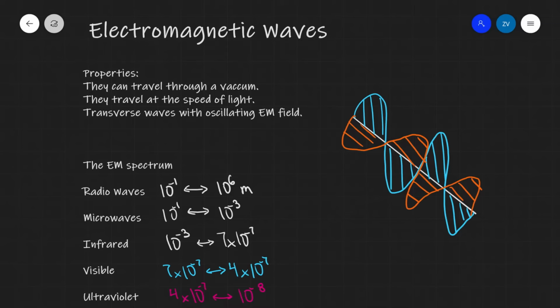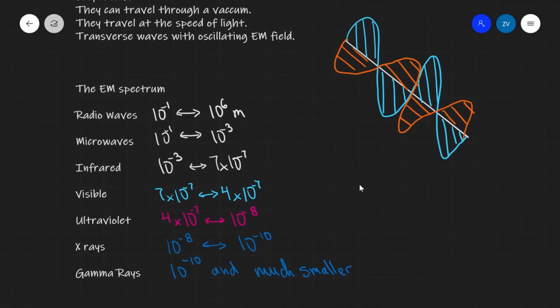Number one, they can travel through a vacuum. This is how the sun's energy is transferred through the vacuum of space to reach the Earth. They also travel at the speed of light, which is 3.0 times 10 to the 8 meters per second. Electromagnetic waves are transverse waves with oscillating EM fields. They normally have two components. One is the electric field, the other one is the magnetic field, but we study that in more detail in the second year. The EM spectrum consists of the following types of EM radiation.